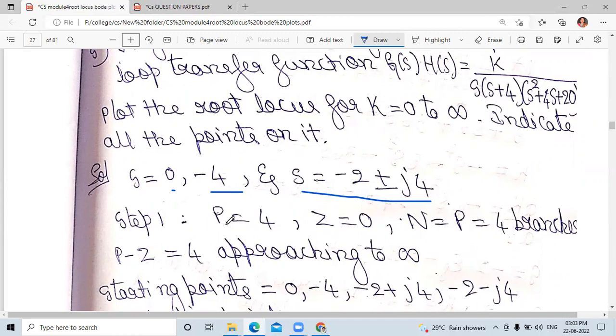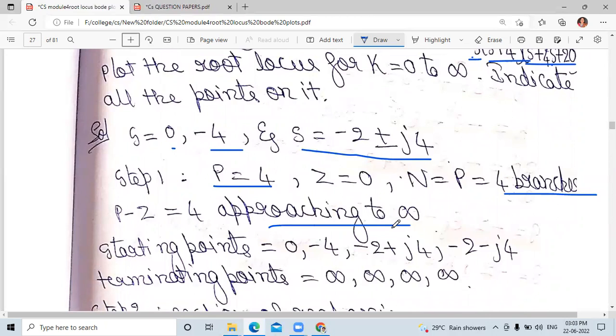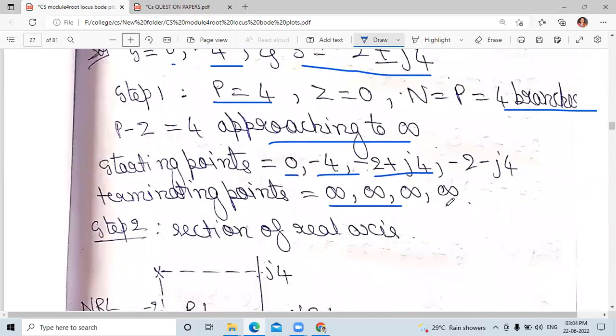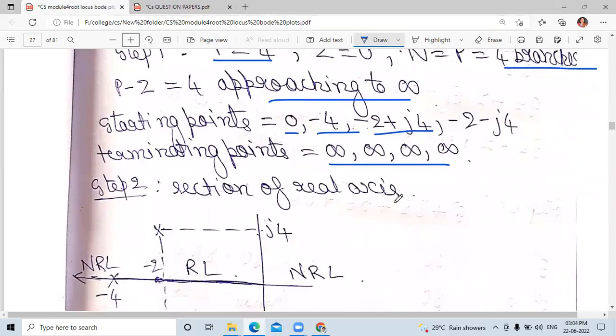Okay. So step 1, what you need to find out? P. So P equals here 1, 2, and from this 2. So overall how much will you get? 4. So Z equals 0, because nothing is there. Okay. So n equals P minus Z. What will you get? 4 branches. So 4 branches approach infinity. The starting points are 0, minus 4, minus 2 plus or minus j4, and the terminating points are at infinity.